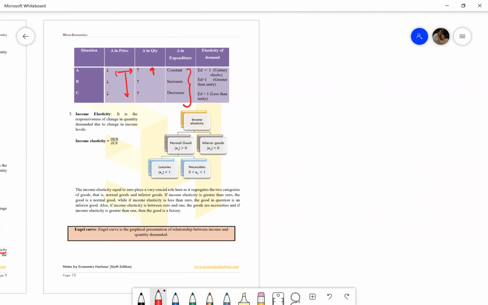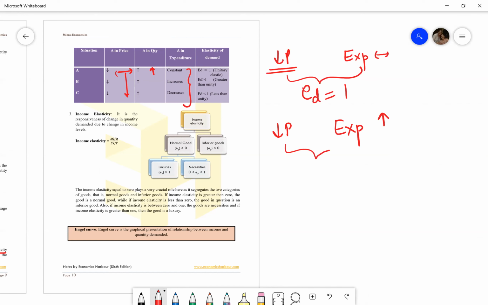So let's say there's a decrease in price, right? When, with the decrease in price, your total expenditure remains constant, in this case the elasticity of demand is equal to 1. When price decreases and your expenditure increases, then the elasticity of demand is greater than 1.